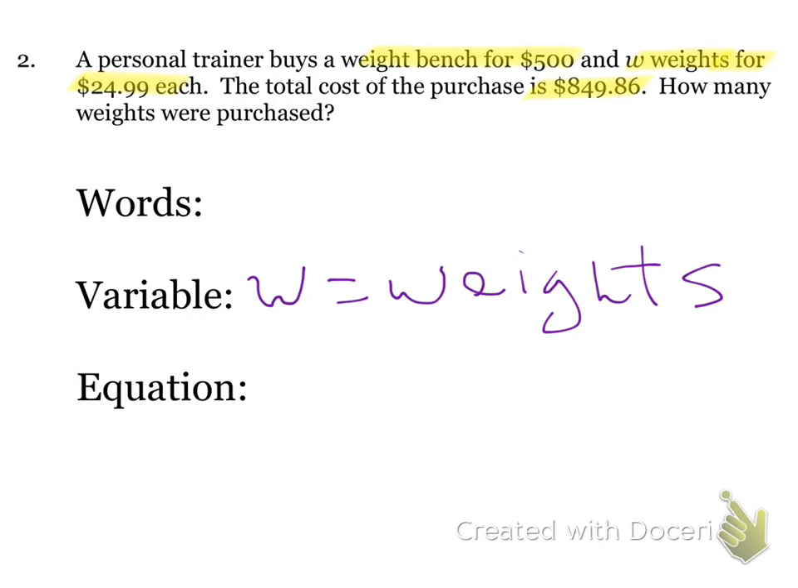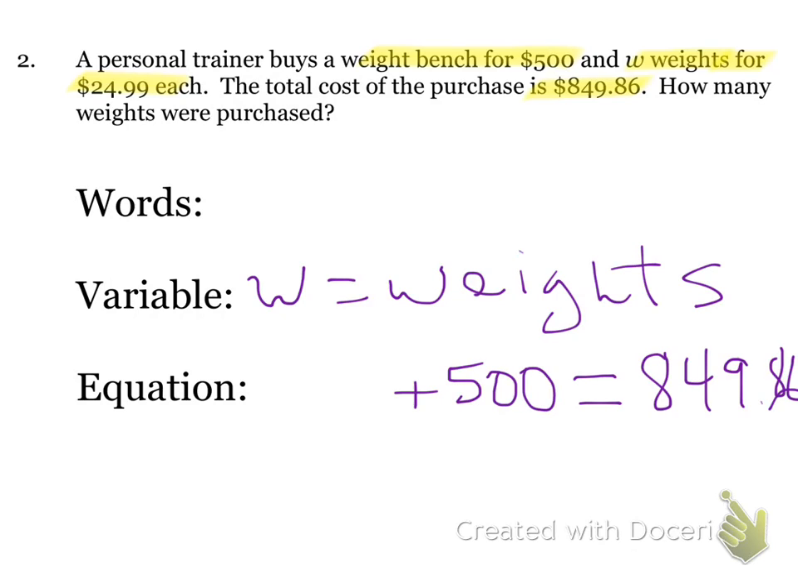So sometimes you can look at this and work it backwards. So we know our total, that's going to be equals, right? $849.86. And I know that the weight bench cost $500, so I'm going to say plus $500 for the weight bench. And then I want to know how many weights I bought for $24.99 each. So I could say $24.99 W plus 500 equals $849.86.